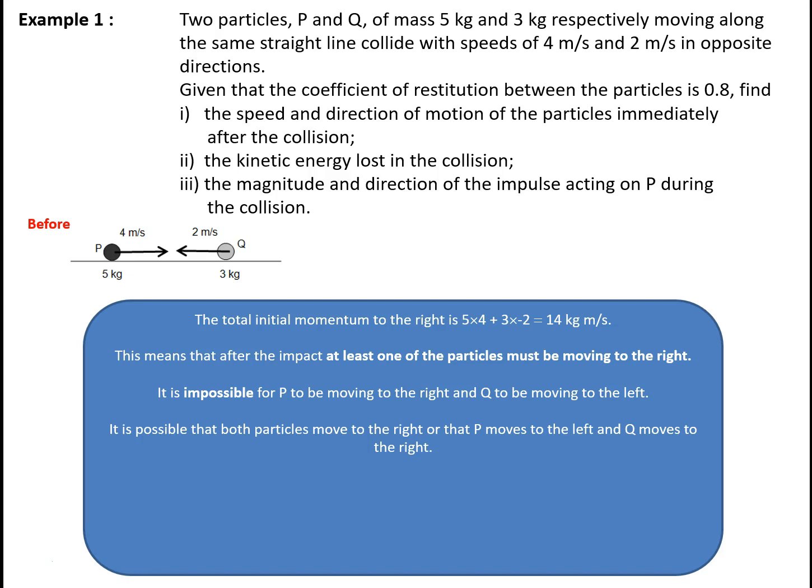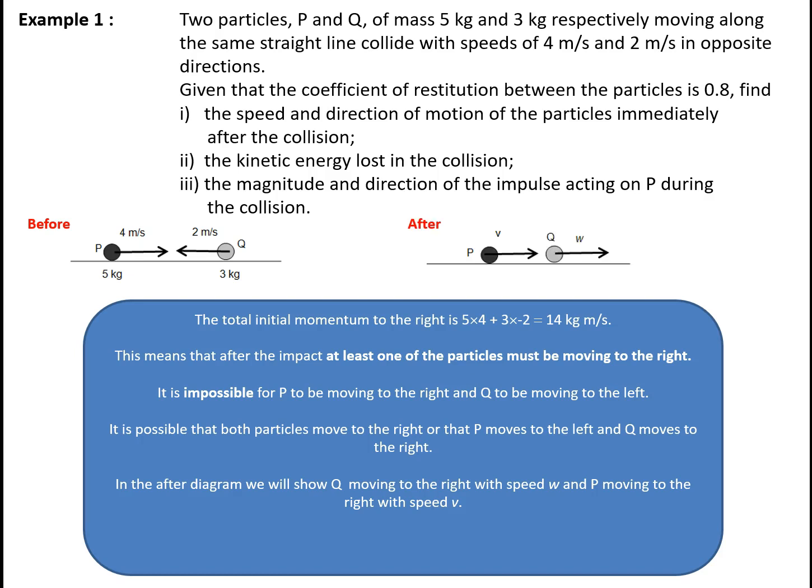Now, in our after diagram, we're going to show Q moving to the right with speed W and P moving to the right with speed V. If we end up with a negative answer for V, then that simply means we've got the direction of P's motion wrong. So instead of P moving to the right, it would actually be moving to the left if the value of V comes out to be negative.